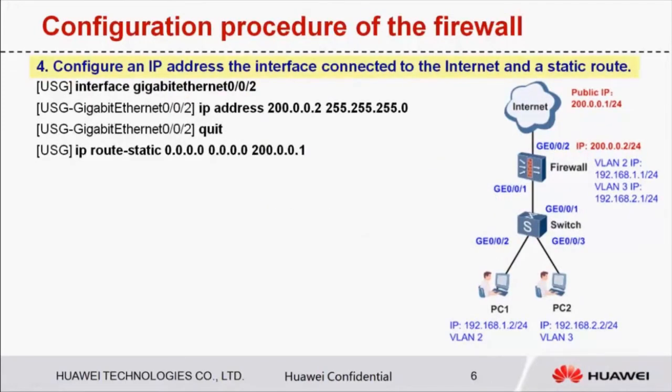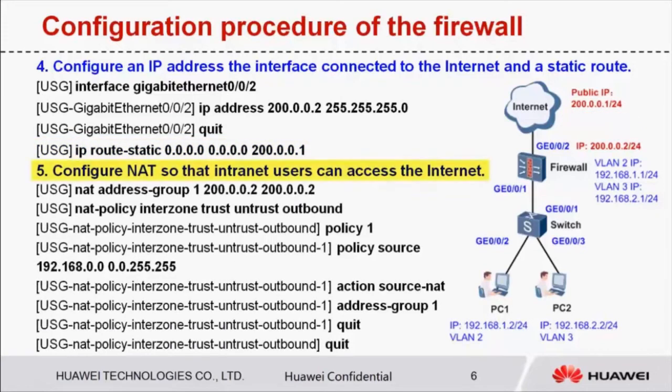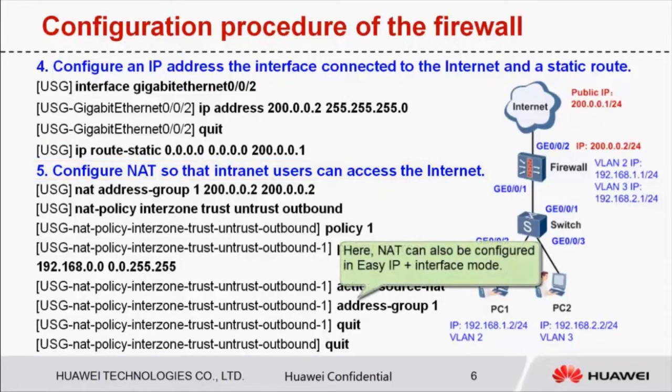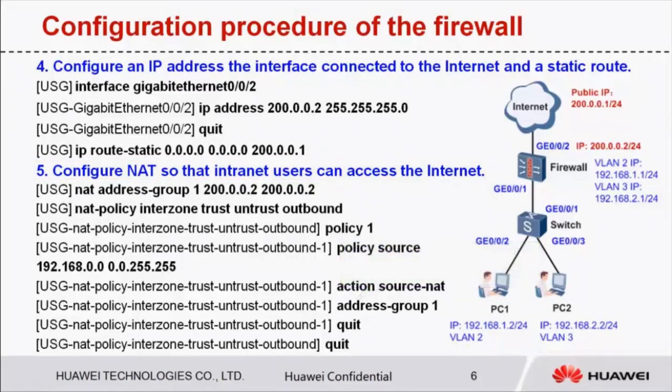Step 4. Configure an IP address for the interface connected to the Internet and a static route. The static route is the default route, and the next hop address of the default route is 200.0.0.1. Step 5. Configure NAT so that Internet users can access the Internet. Here, NAT can also be configured in Easy-IP interface mode. The configuration is now complete.